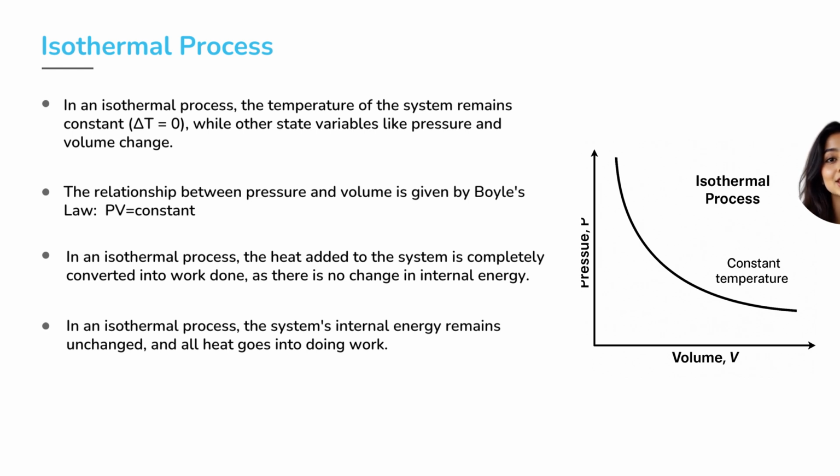This means the relationship between pressure and volume is constant and follows Boyle's law. PV is constant. As pressure decreases, volume increases, keeping the temperature constant. This is why your refrigerator works. It uses isothermal processes to transfer heat without changing temperature drastically inside the fridge.